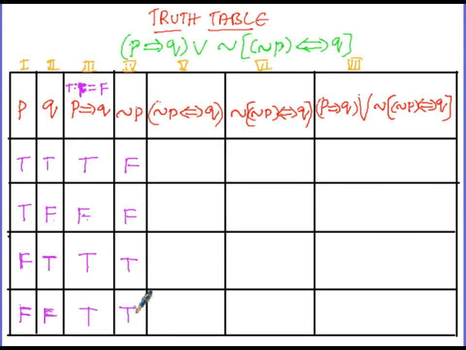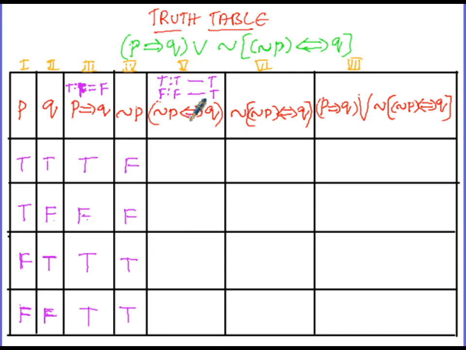After finding the negation of P, now we have to find the negation P bi-implies Q. Negation P is in the fourth column and Q is in the second column, so we have to look only at the fourth and the second columns. For the bi-implication, if both statements are true, we get true, or if both are false, then also we get true. This is the condition for the bi-implication.